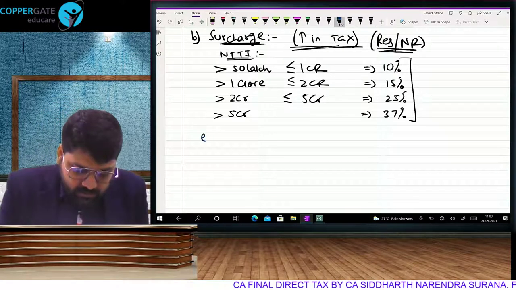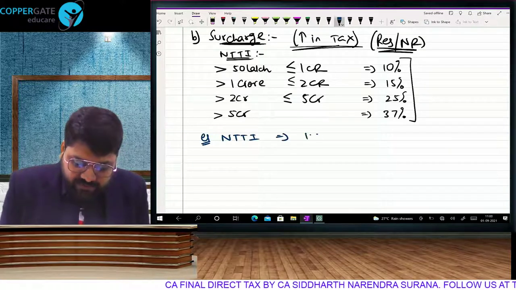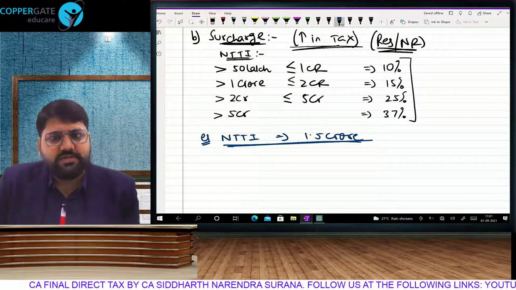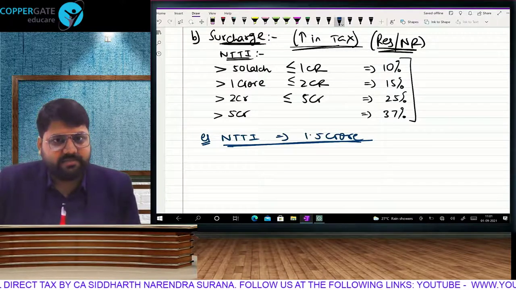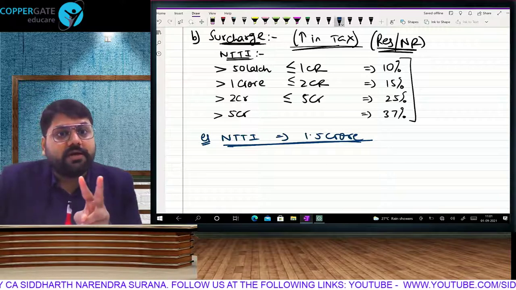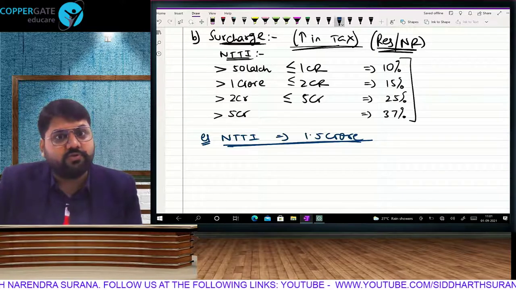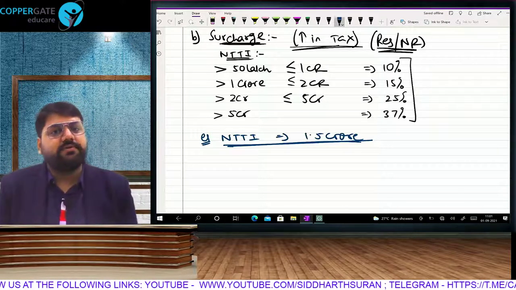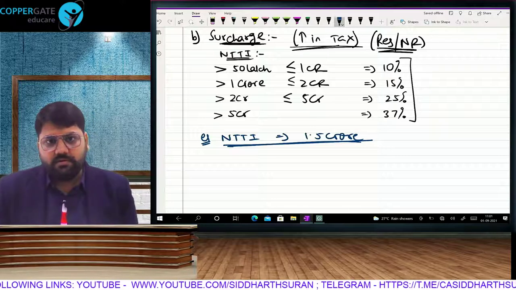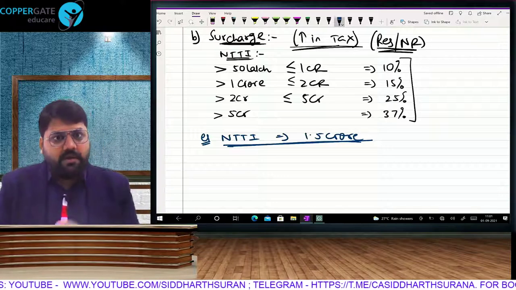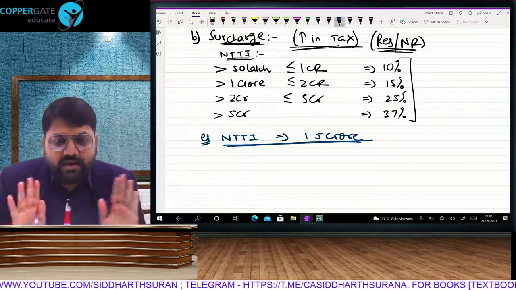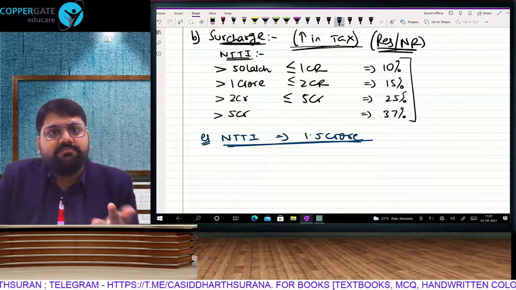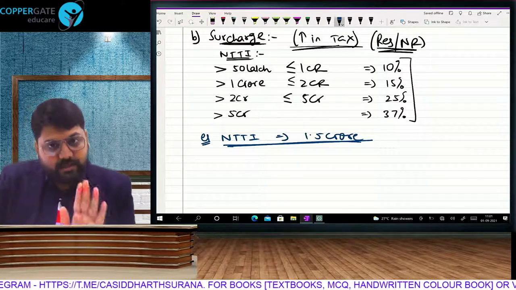For example, my NTTI is 1.5 crore. Am I a case of rebate or surcharge? By the way, assessee can be a case of rebate. Please pay attention. Assessee can be a case of none of them. Income more than 5 lakh and less than equal to 50 lakh, no rebate also, no surcharge also. Between 5 lakh and 50 lakh. And after 50 lakh, assessee becomes a case of surcharge. So 0 to 5 lakh, rebate. More than 5 lakh to 50 lakh, none of them. And more than 50 lakh, surcharge. Correct or no? It can never in life be both of them. It can be rebate, it can be surcharge, it can be none of them. But it can never be both of them. That is not even an option. Does it make sense to you?